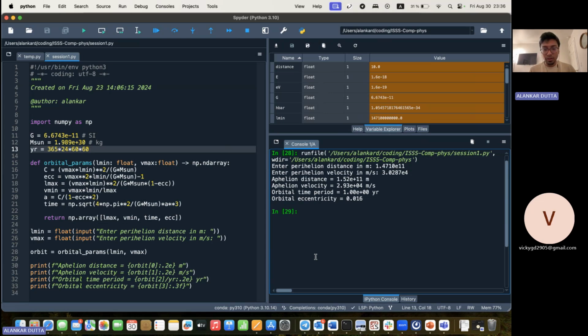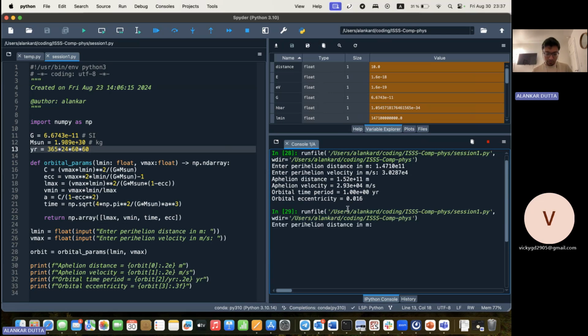The orbital time period is 1 year. The eccentricity is very close to 0. And you can see that this is the distance of the aphelion. So the perihelion distance is this. The aphelion distance is slightly larger than the perihelion. As you can see, it's 1.52 times 10 to the 11. So this also shows that this is almost circular because the farthest point and the closest point are also close to the sun. And then the aphelion velocity is this, the orbital time period is 1 year, and the eccentricity is 0.016.